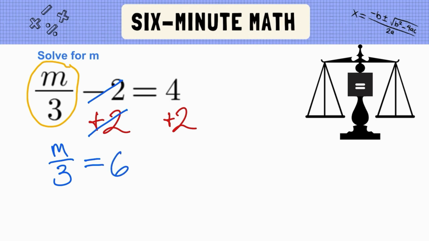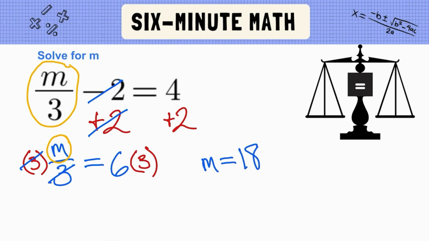I now need to get rid of this divide by 3 to get the m by itself. So the opposite of dividing by 3 is multiplying by 3. I'm going to do that to both sides of my equal sign. 3 divided by 3 cancels each other off. And I'm left with m equals 6 times 3 is 18.